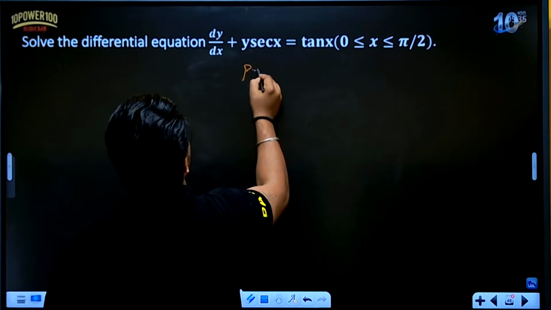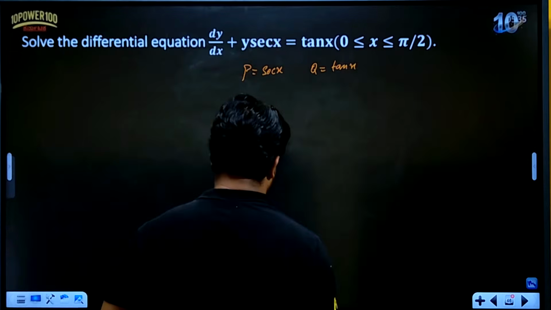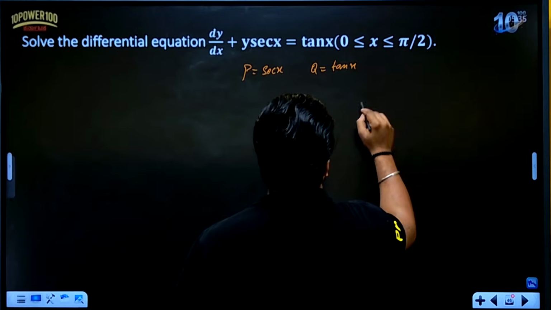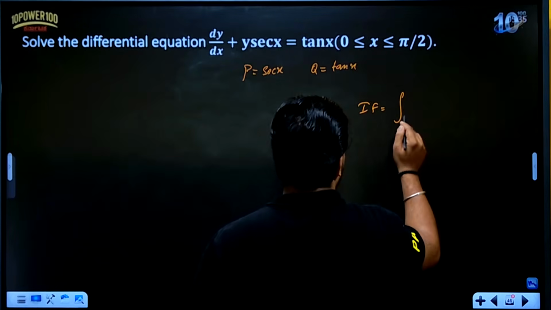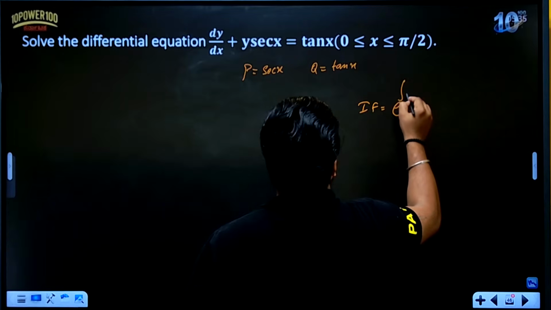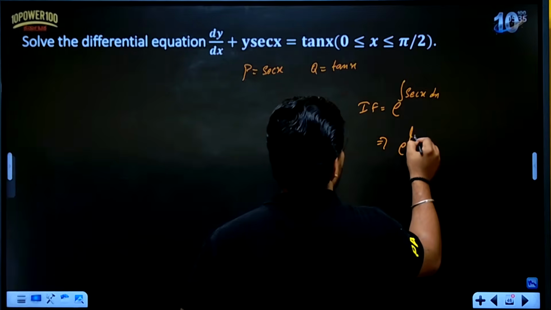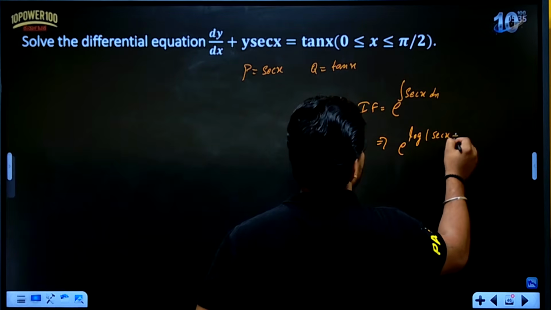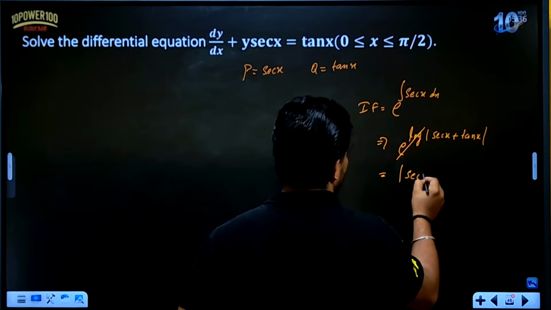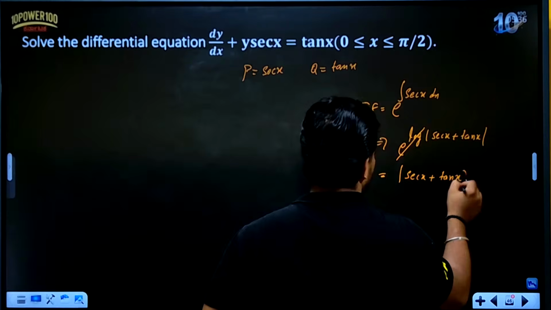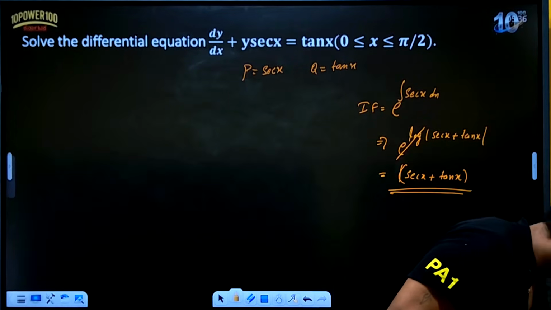Now p is actually secant x, and q is nothing but tan x. Okay, so the integrating factor is e to the power integral of p dx. It is integration of secant x dx. Integration of secant x is log of secant x plus tan x, so e to the power log secant x plus tan x. These two cancel. It's secant x plus tan x that is the integrating factor. Okay? Hi Varuna, hi.